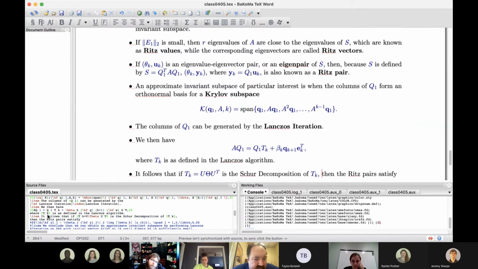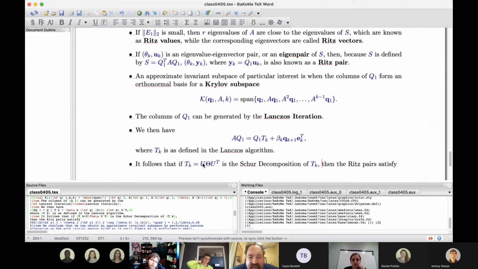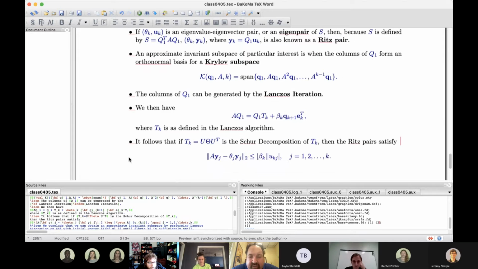So now, if I get the eigenvalues and eigenvectors of TK, so here we have a Schur decomposition. Capital theta here is a diagonal matrix that holds the eigenvalues of TK, which are Ritz values of A. And then U is a K by K orthogonal matrix. So what we know is that yj, the Ritz vector, is an approximate eigenvector of A. Now, if it were a true eigenvector, this would be 0. It's not 0, but it is bounded by this.